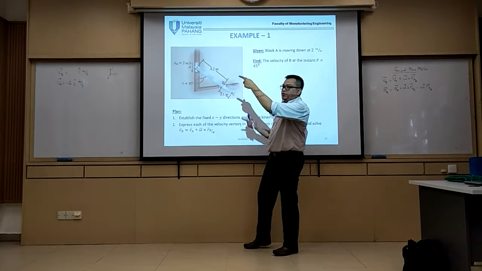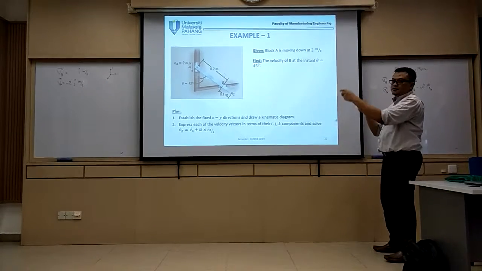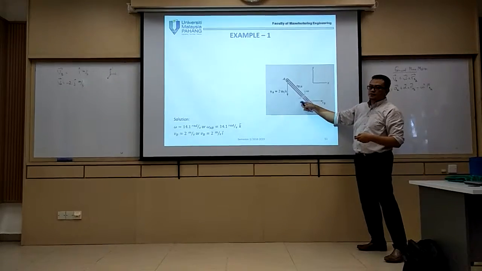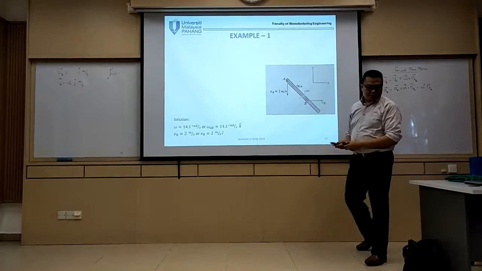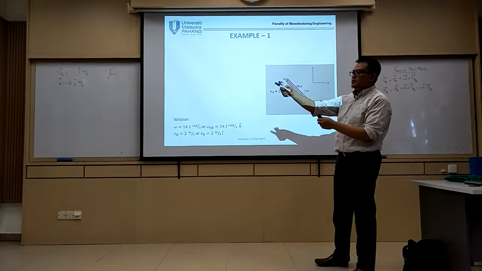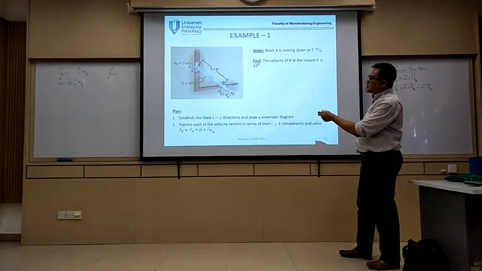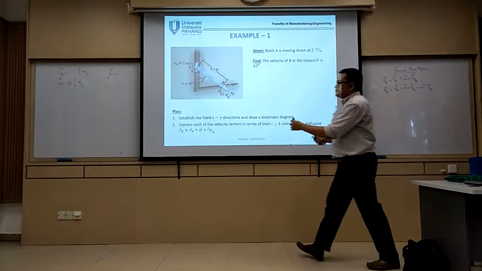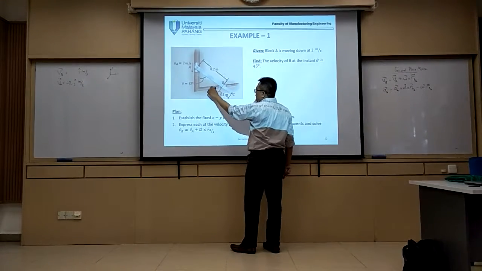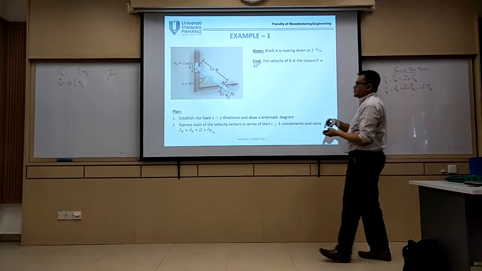Is it counterclockwise or clockwise? Counterclockwise, right? Can you imagine? So omega is counterclockwise, because it's moving like this, right? And why is A moving only downward? Because there is something like a slot, right? B also is moving only to the right because there is a slot in here.